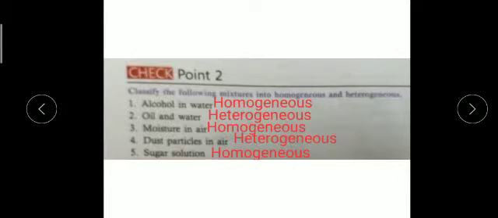I have asked you, and many of you have already given me the answers for this checkpoint number 2. We have to categorize which one is homogeneous and which one is heterogeneous. The first one is homogeneous, alcohol and water. Oil and water is heterogeneous because it is not a uniform solution. Moisture in air is homogeneous, because moisture is water content and air. It is written already here, you can see. Dust particles in air is heterogeneous. Sugar solution is homogeneous because it is a uniform solution.